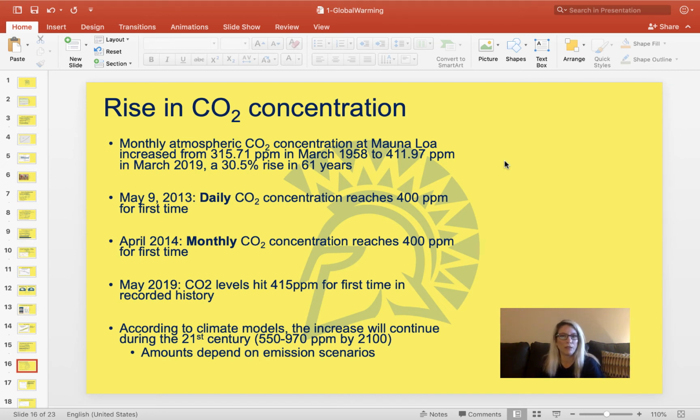They're expecting 550 to 970 parts per million by 2100. Now, that amount depends on emission scenarios. We'll go through emission scenarios later on in class.